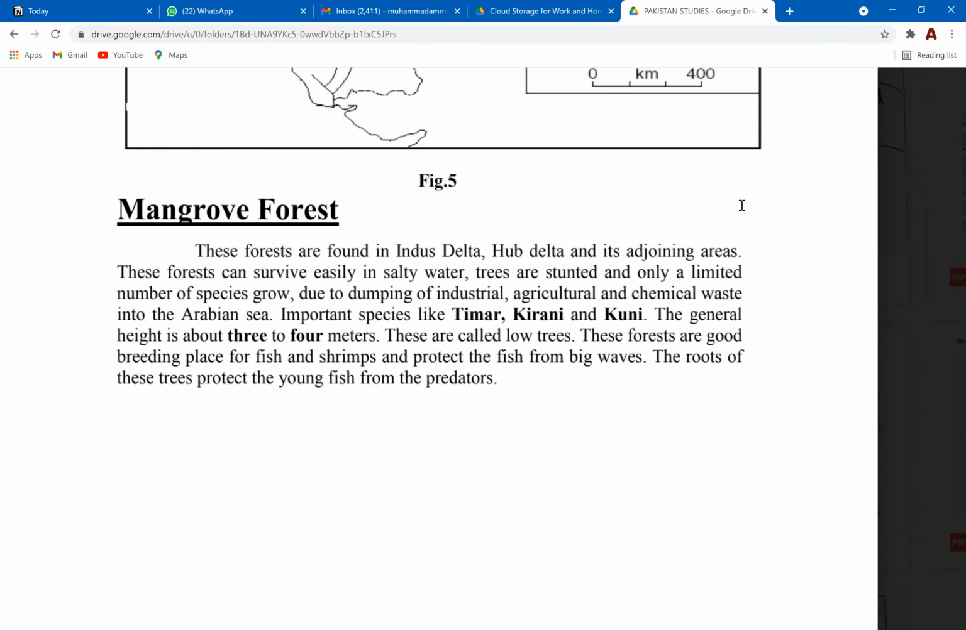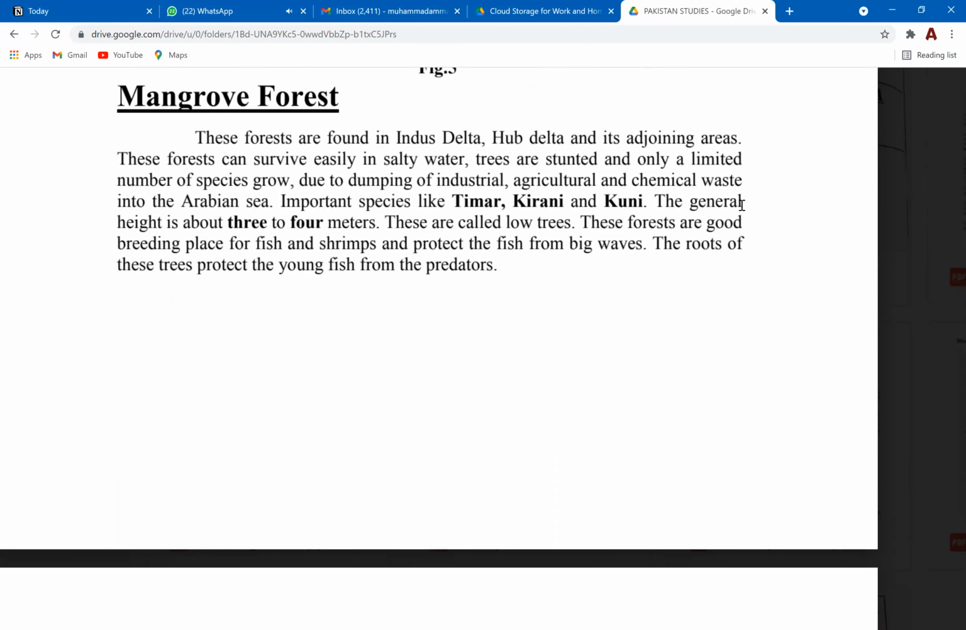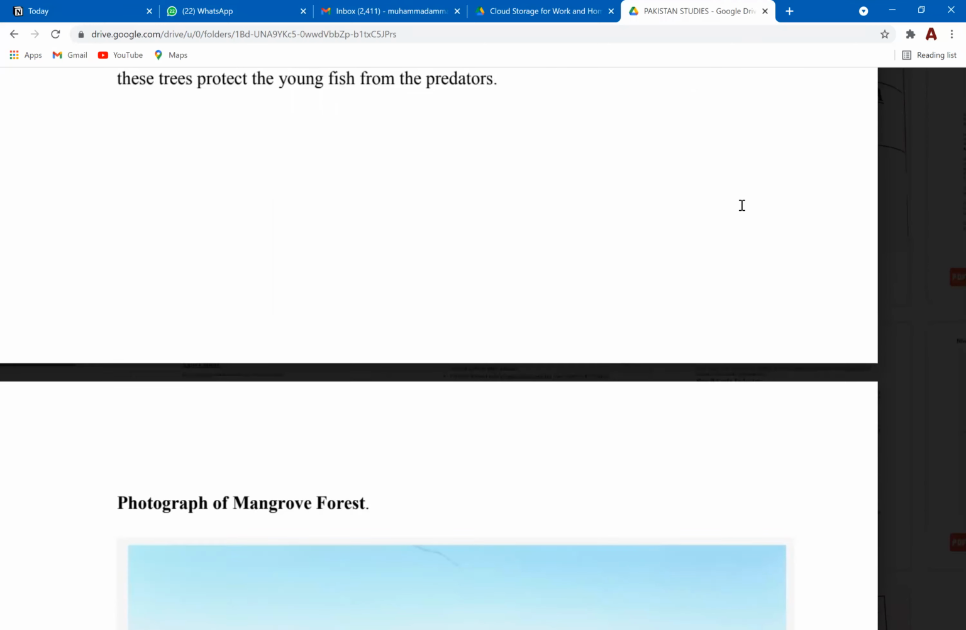And finally, the mangrove forests. Mangrove forests are usually grown on the deltas in the coastal areas. So the Indus Delta is an example of a mangrove forest area. These trees are about 3 to 4 meters in height. They're basically used as a breeding ground for the fish. They can survive in salty water as well. This is why they're usually there alongside the Arabian Sea and the deltas. And they protect the fish from the predators as well.